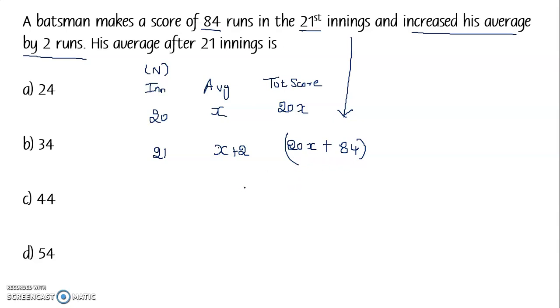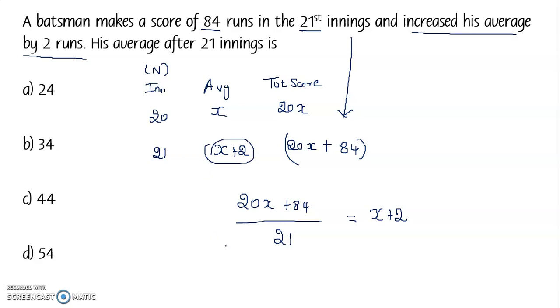Now all we need to do is, so this is the total score. Total divided by number should give me the average. That is 20x plus 84. This is the total score. Sum divided by number of items, which is 21, should give me x plus 2. Now we are doing this to find out the value of x, that is the average score here, and this is the required answer.